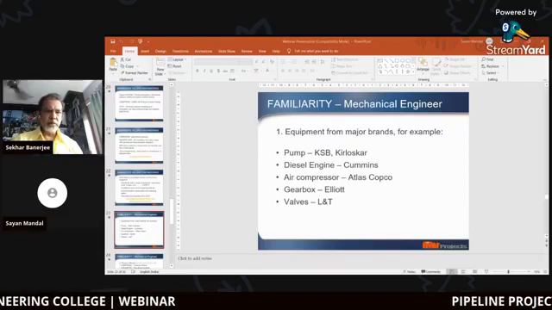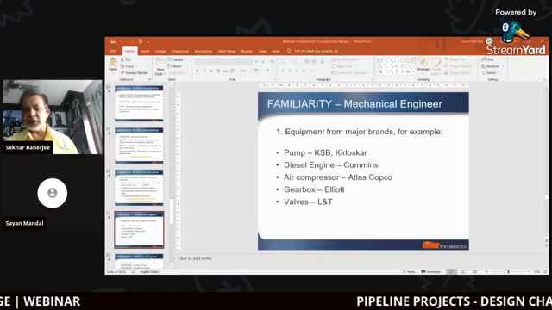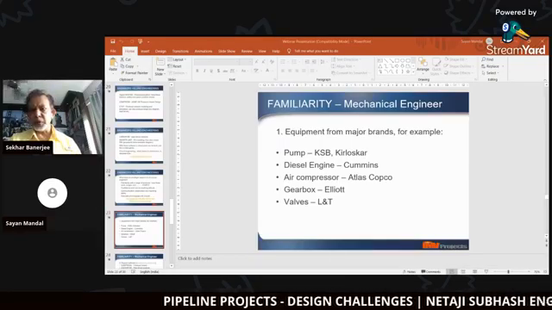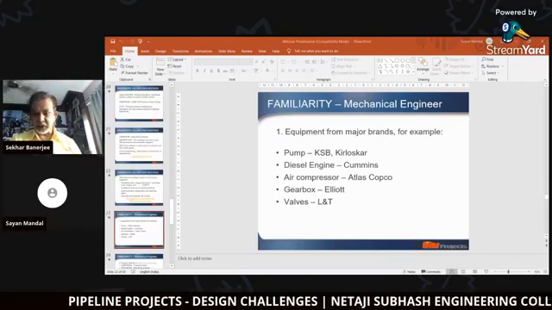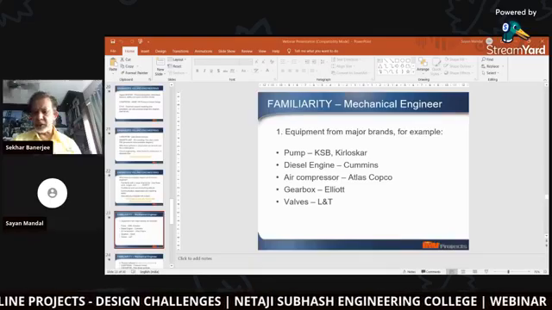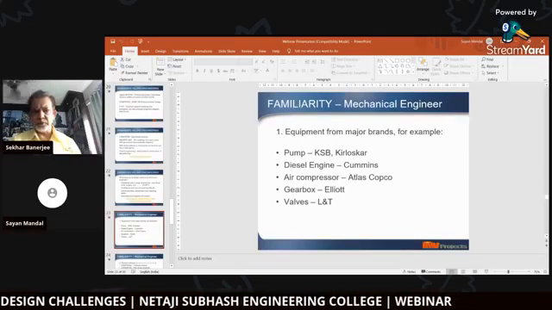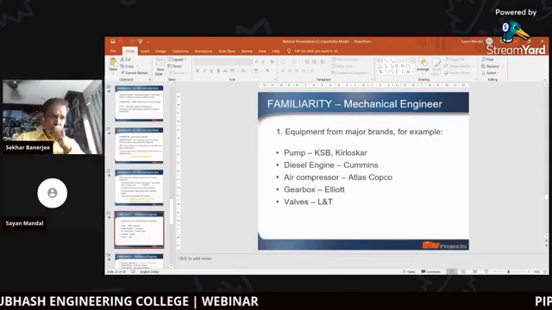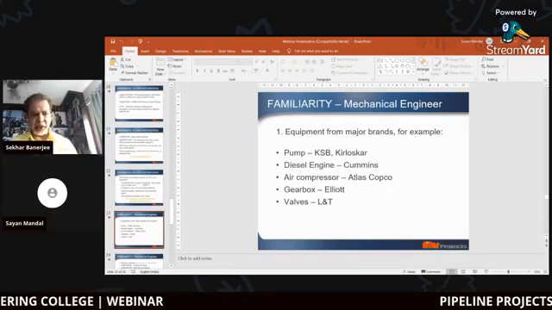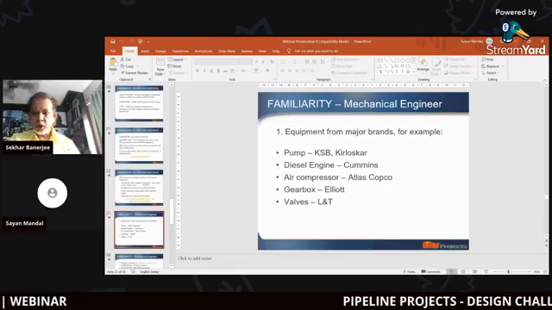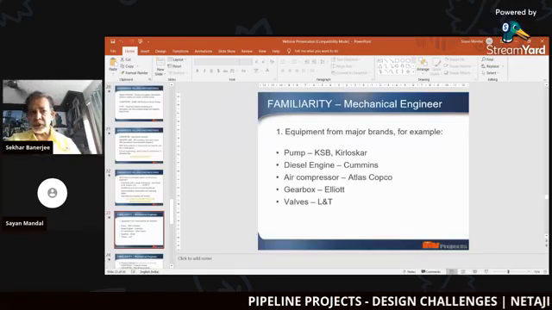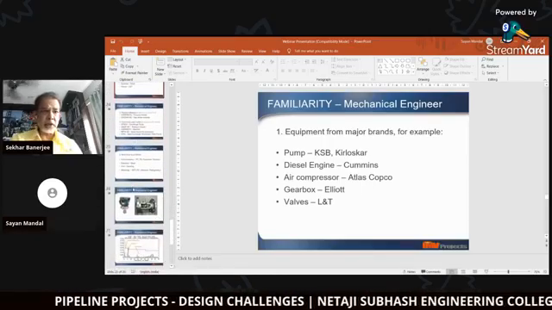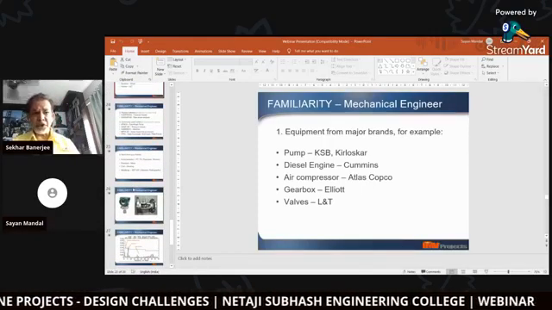Diesel engine. You also need a diesel generator very often. Cummins is probably the Indian leader for diesel engine. Air compressors, you'll find Atlas Copco. In air compressor, it's basically not only the compressor, it's a compressor dryer unit. So, are you familiar with that Atlas Copco products? Air compressor and dryer unit.